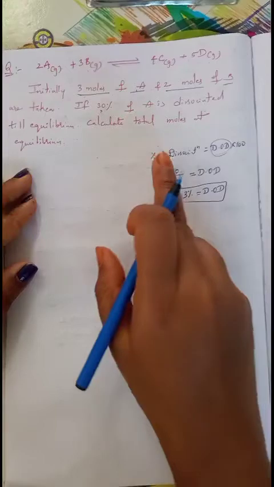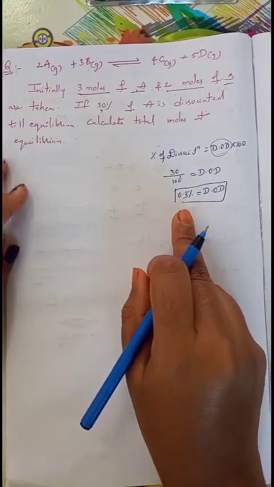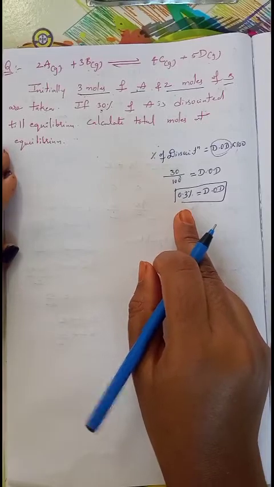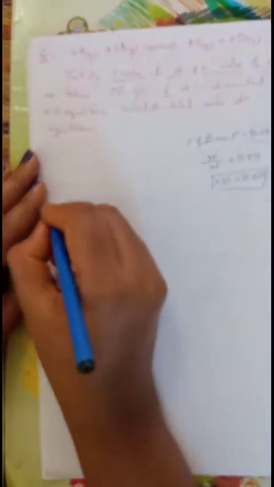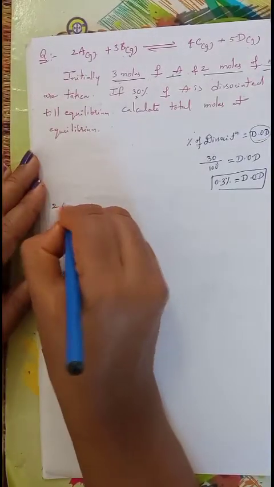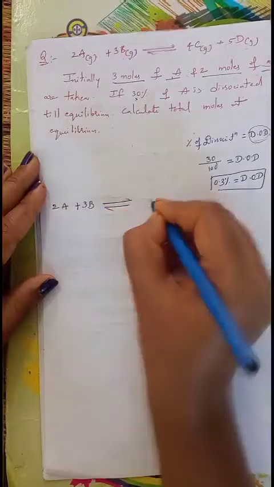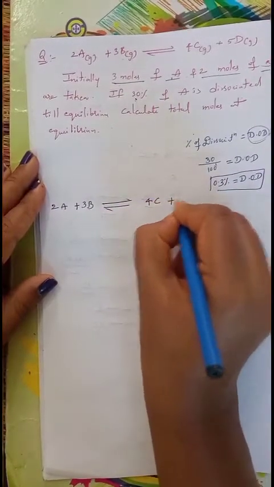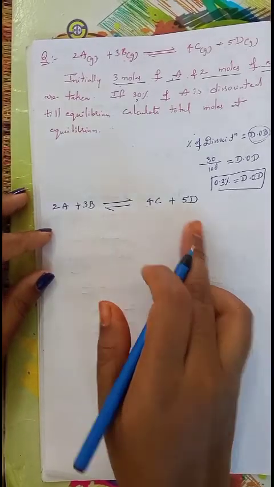Directly they didn't give it, they have mentioned the percentage. From that, the degree of dissociation has been taken as 0.3. Now write down the equation to make it easy. So this is the equation, that is 2A plus 3B gives rise to 4C plus 5D. Okay, so this is how it got converted.